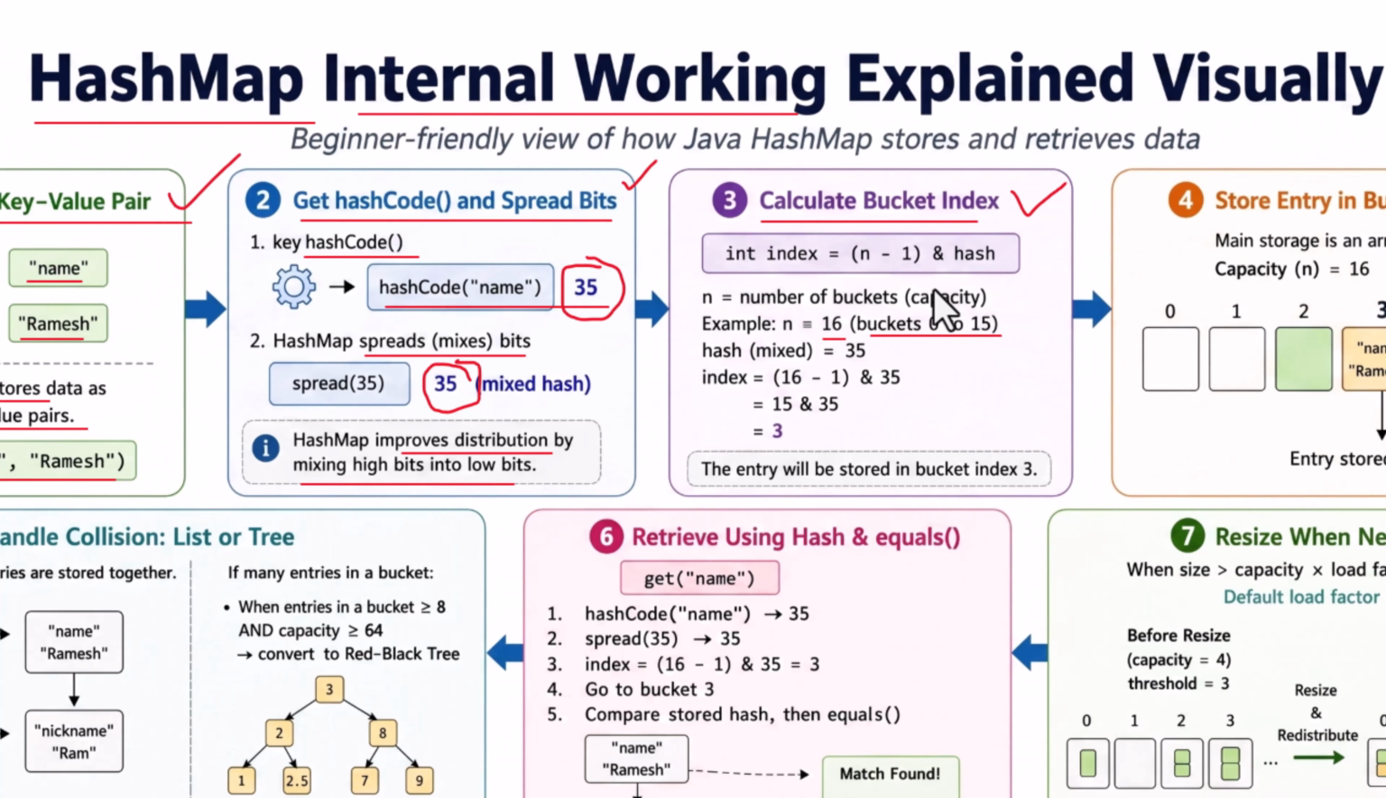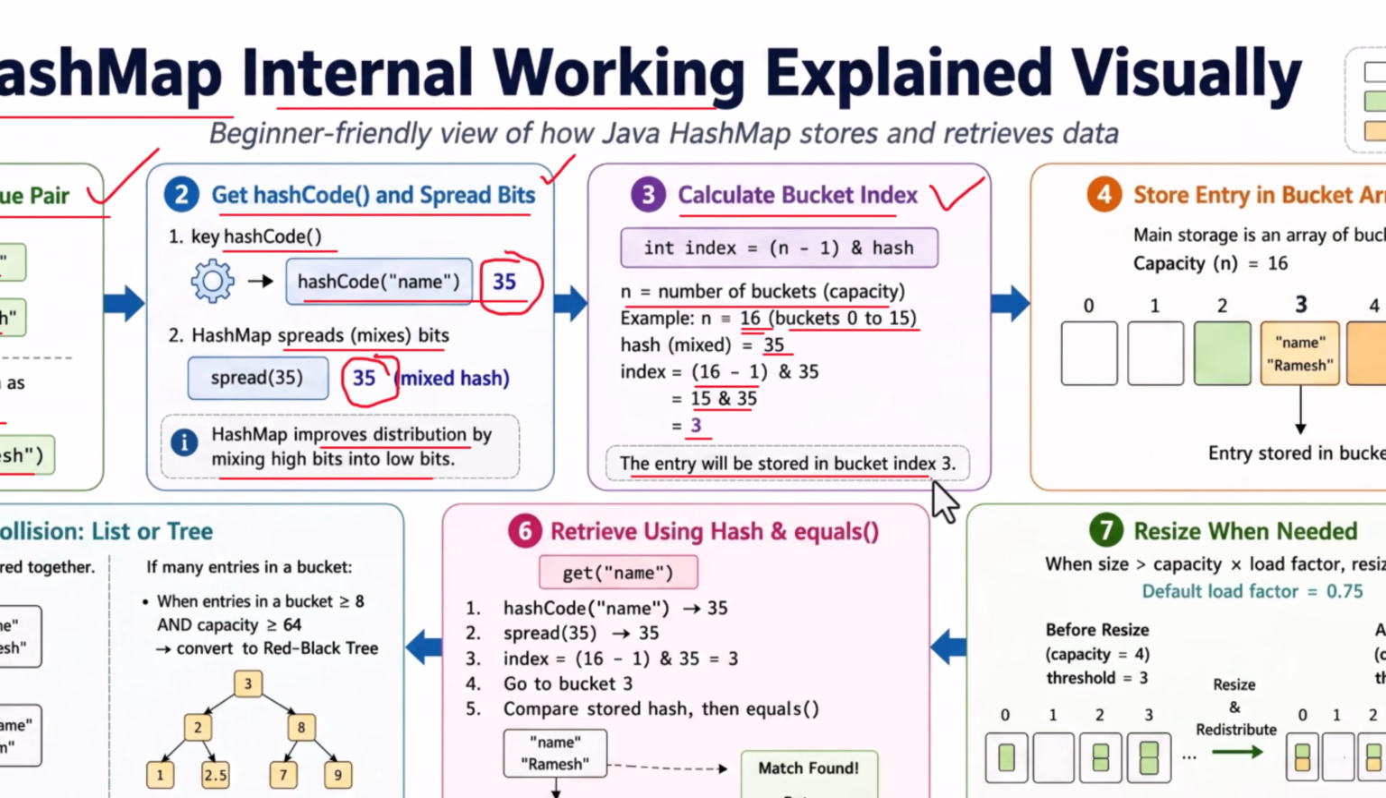HashMap calculates the bucket index using this formula: index equals (n - 1) bitwise AND hash. Here, n represents the current capacity. In our example, n is 16 and the mixed hash is 35. So the calculation becomes 15 bitwise AND 35. The result is 3. Therefore, the entry will be stored in bucket index 3.